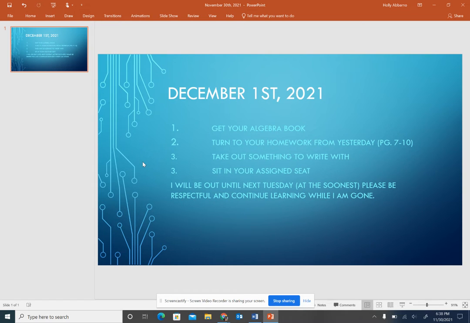You should have your algebra book out on your desk. You should be turning to your homework from yesterday, which was pages 7 through 10. We did page 6 together. You need to have something out to write with. Hopefully, you're sitting in your assigned seats.